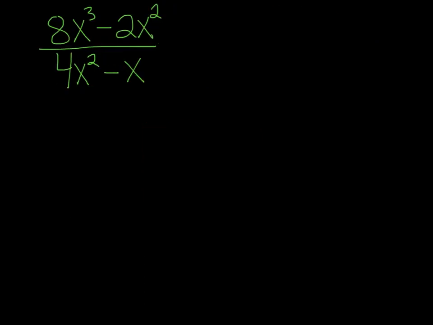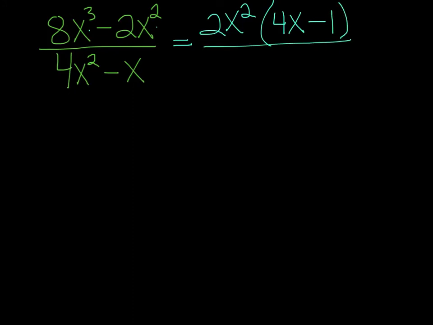Here's another one: 8x cubed minus 2x squared all over 4x squared minus x. Remember, first thing is we have to factor it. On the top, our greatest common factor, 2, goes into both of these, and x squared goes into both of these. So if I divide 2x squared out of 8x cubed, I have 4x. And then the minus. And if I take 2x squared out of 2x squared, I just have 1. On the bottom, these both have an x in common, so I can factor out an x. If I take an x out of 4x squared, I have 4x. Then I have the minus, and x divided by x is 1.